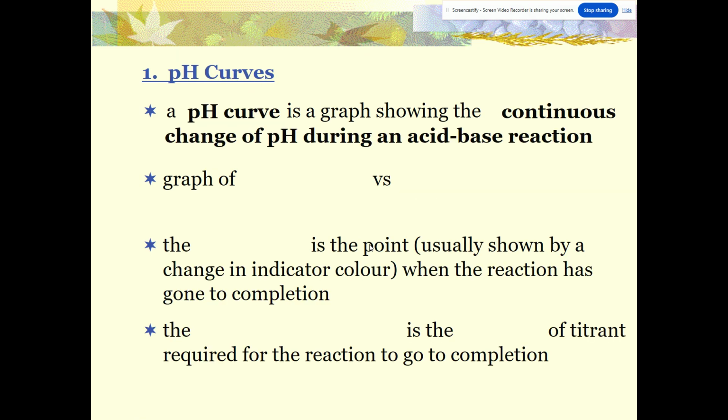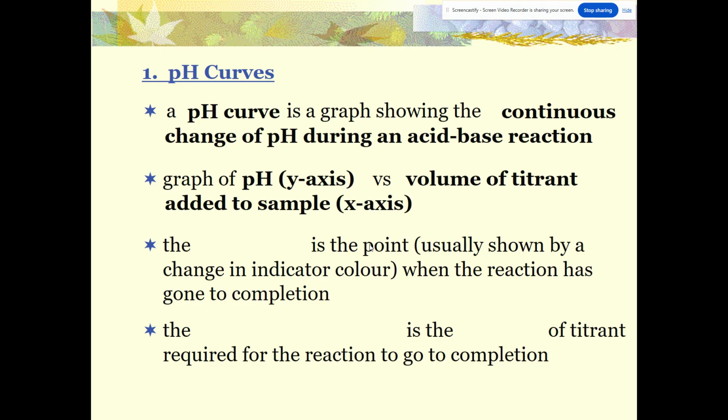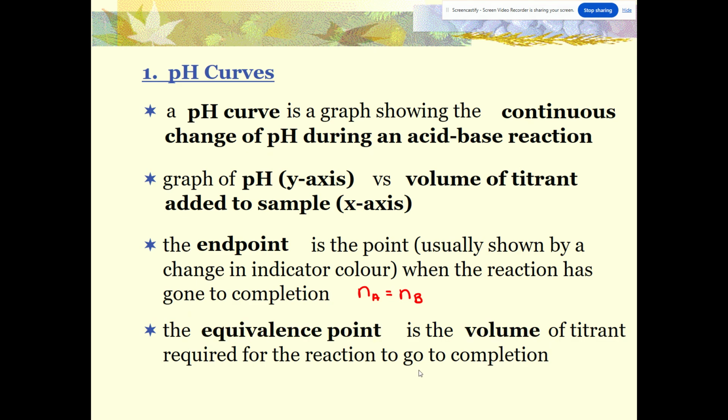So a pH curve is a graph that shows what happens to the pH of the sample as you're adding either an acid or base to it. So the y-axis shows you the pH and the x-axis is showing you the volume of titrant being added to the sample. The endpoint is defined as where the reaction has gone to completion. So the moles of the acid equals the moles of the base. Now this is indicated by a color change, and there's indicator solutions that we're going to review today that we use to let us know when we've reached the endpoint. Equivalence point is the volume required to reach the endpoint.